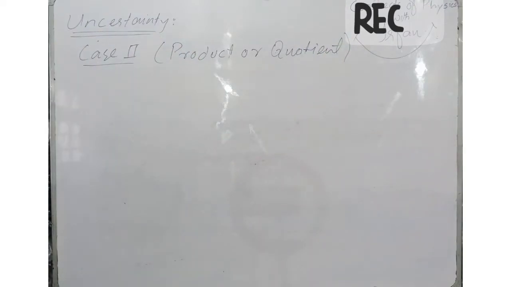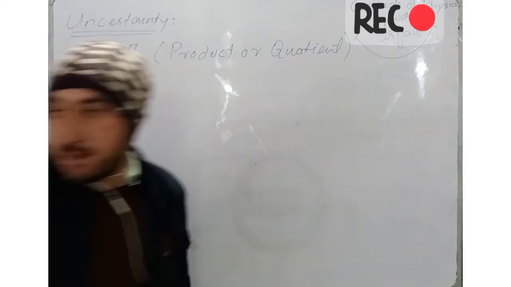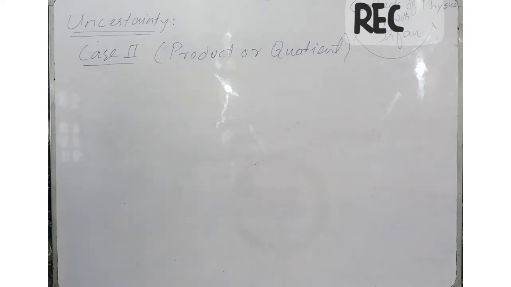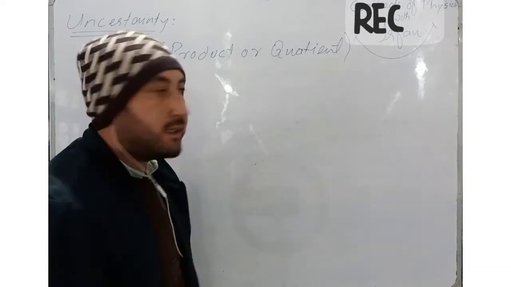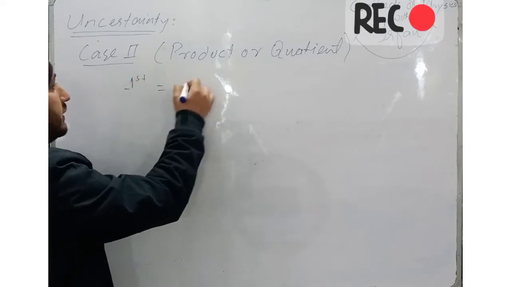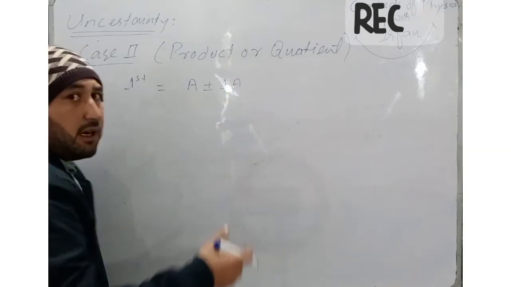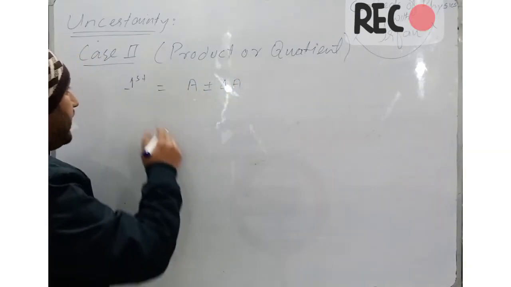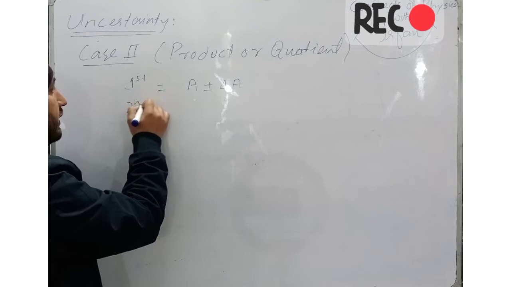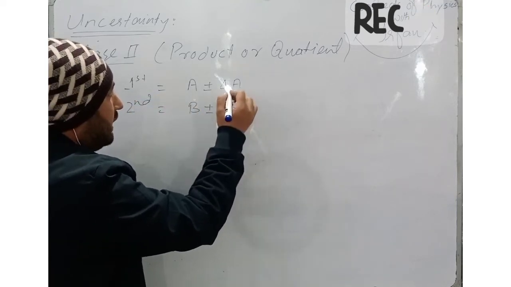Okay, now in such cases, how are we going to find the possible uncertainty in the measurement? For that, let us again consider two physical quantities: A plus minus delta A, the first one, right? We have already measured their magnitude. The second one we call B plus minus delta B.